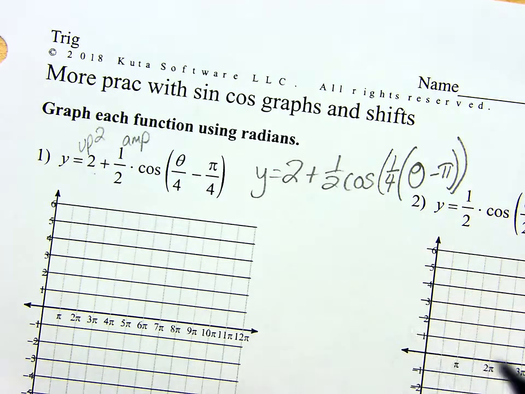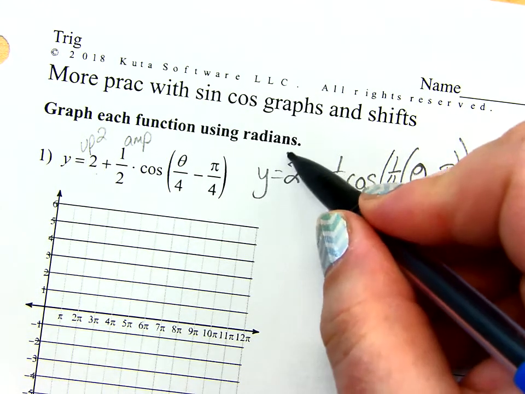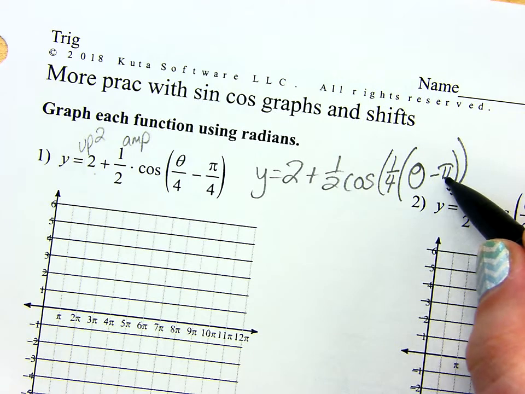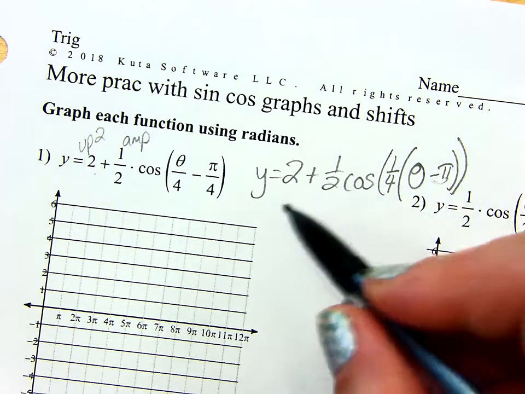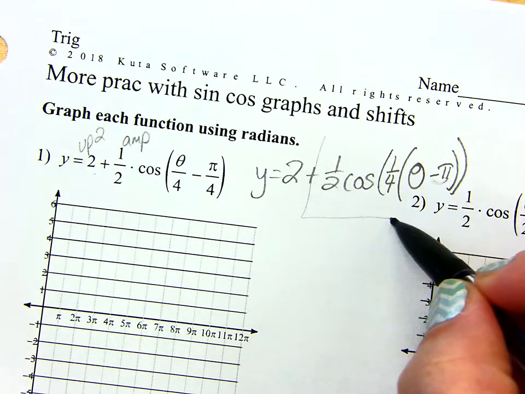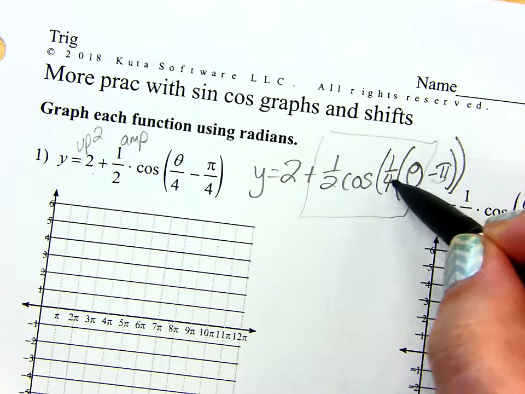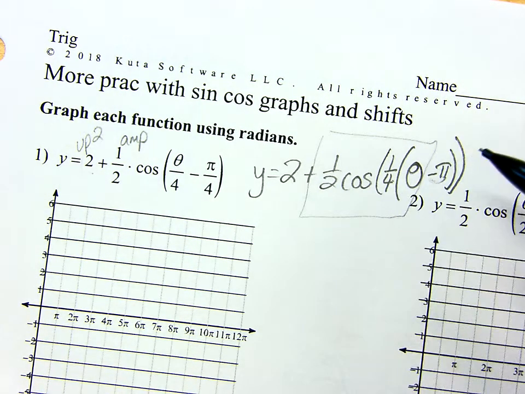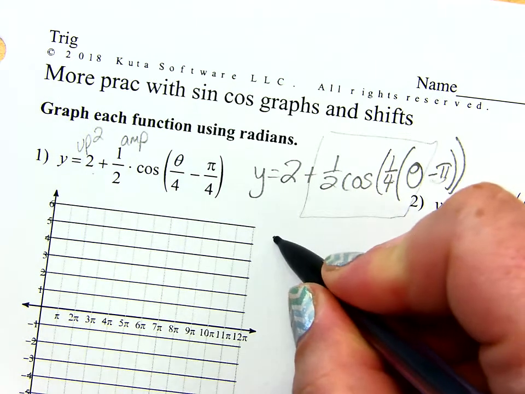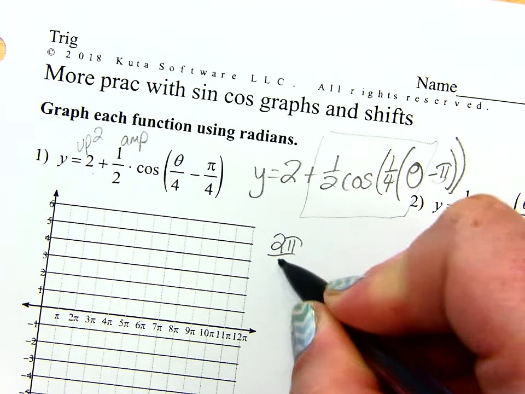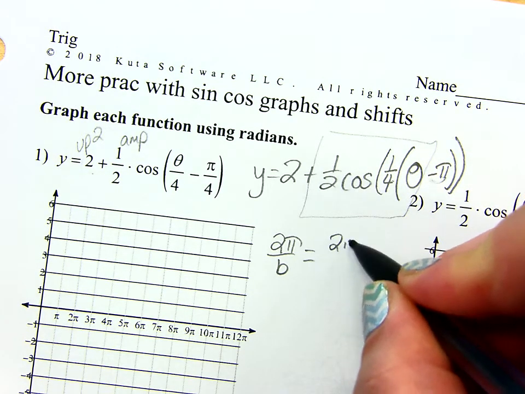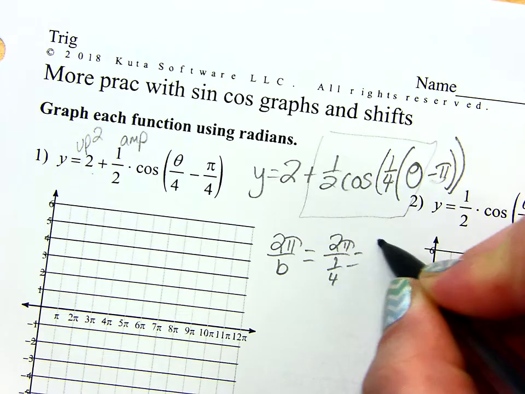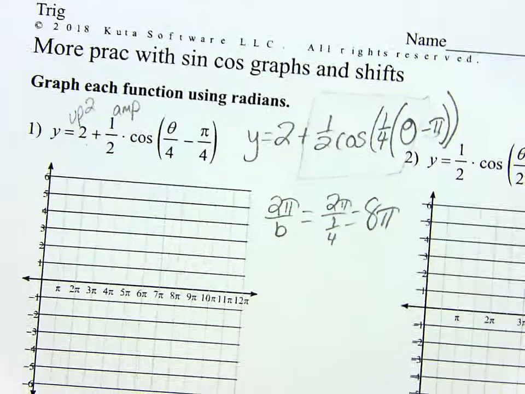So now, guys, I have all the pieces that I need. I know I'm eventually going to go up 2, and I'm going to shift it to the, which way? To the right pi units, but right now I'm just going to graph really kind of this part of it. So I do need to figure out the period. How do I even do that? How do you find the period? 2 pi over b. And what's b? It's 1/4, right? So 2 pi over 1/4. That's how I'm getting 1 period is 8 pi.